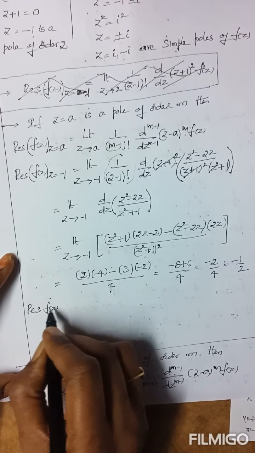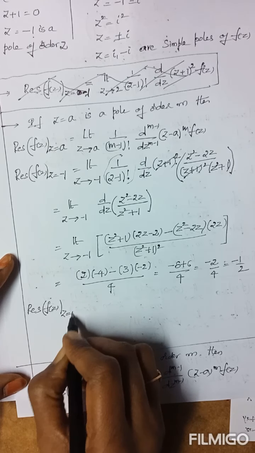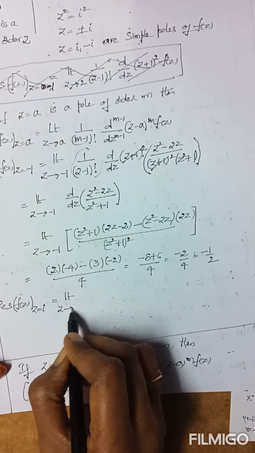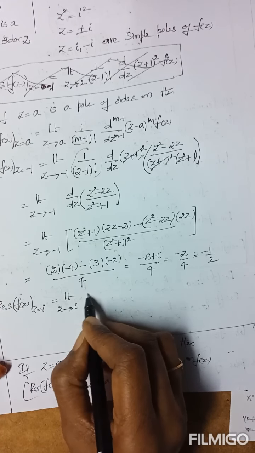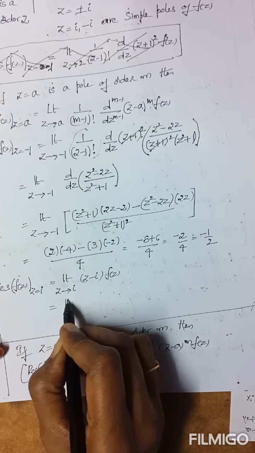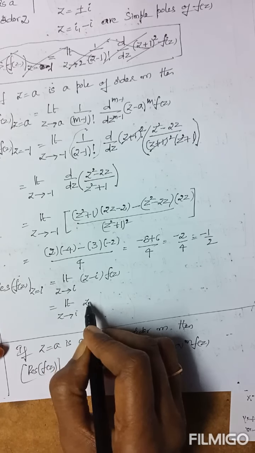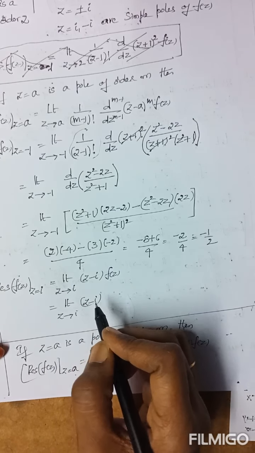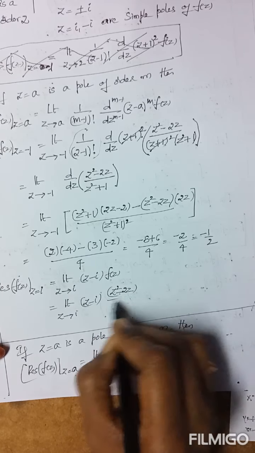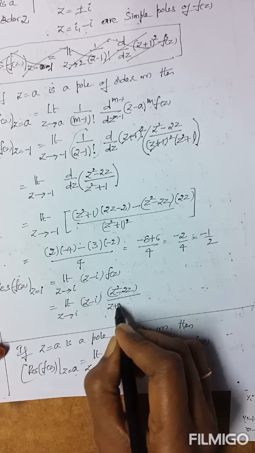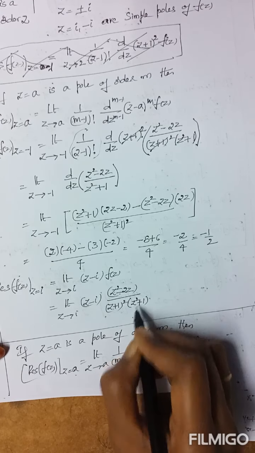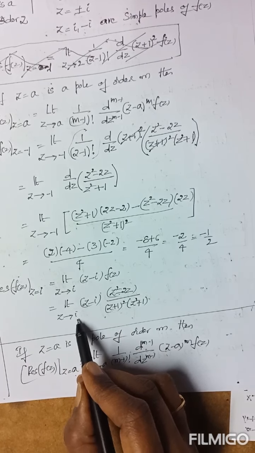Next, the pole at z equals i. But i is a simple pole, so the formula for a simple pole is the limit of z tends to i, z minus i into f of z. F of z is nothing but the given function: z square minus 2z by z plus 1 whole square, z square plus 1. Now substitute z equals i.